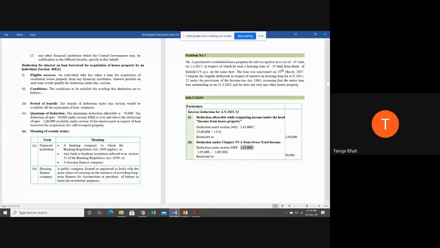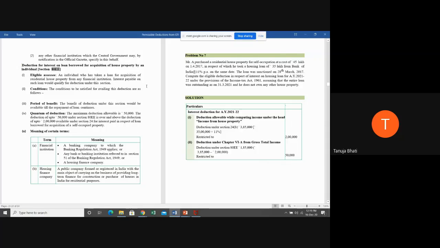Now, under section 80EE, can he claim a complete deduction of 1 lakh 85,000? No, because the maximum deduction that he can claim under section 80EE is only 50,000 rupees. So 50,000 is the deduction he will be getting under section 80EE.